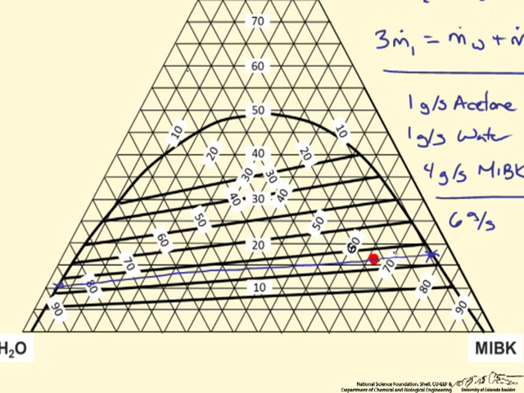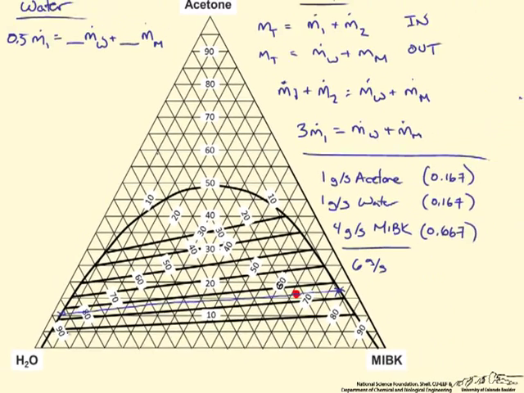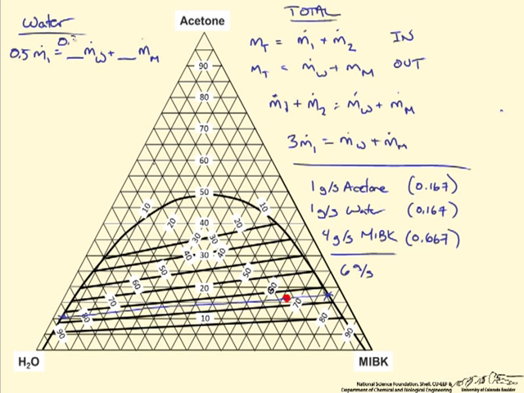So now we have our MIBK rich phase and our water rich phase, so we can start filling those in. Since we're doing our water balance, that's what we're interested in. So our water percentage looks like it's between 85 and 90, so we'll go ahead and say it's 87. So this is going to be 0.87. And in our MIBK phase, water looks like it's just less than 5, so we'll say it's 4. Okay? So those don't have to add up to 1. Remember that. They're just the fractions in the two streams of water.